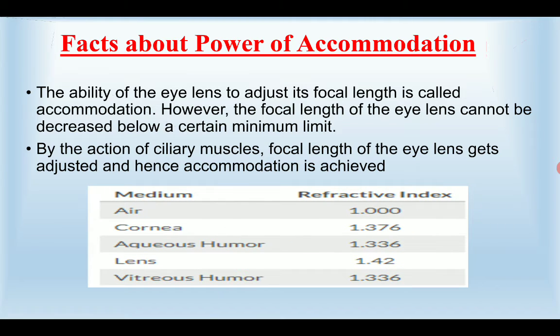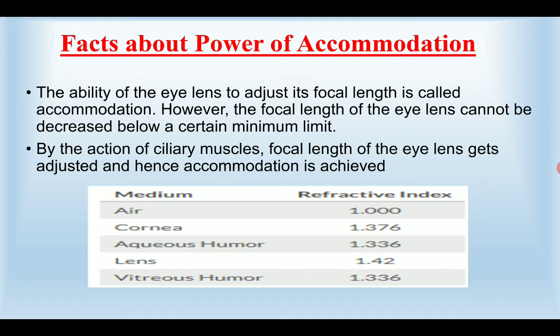Although this table of values is not in your syllabus, it is just for your knowledge. If the medium is air, the refractive index is 1, that is the reference we are taking. For the cornea, the refractive index is 1.376. For the aqueous humor, it is 1.336. For the lens, it is 1.42. And for the vitreous humor, it is 1.336. This is just for the sake of your knowledge and not to be remembered from your exam point of view.